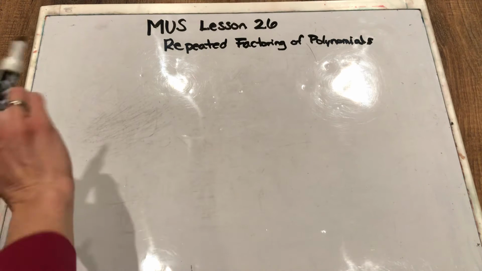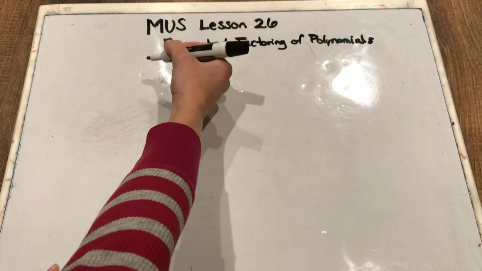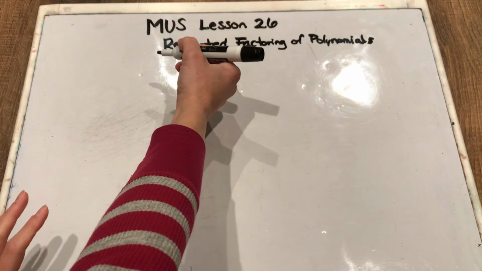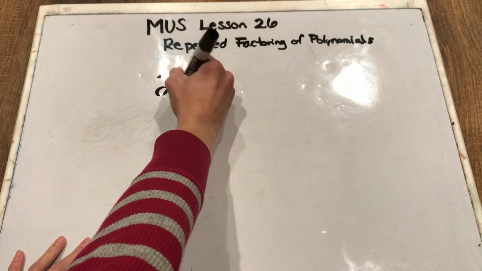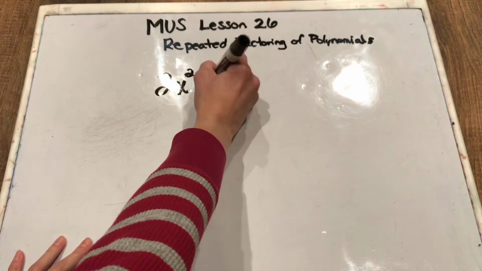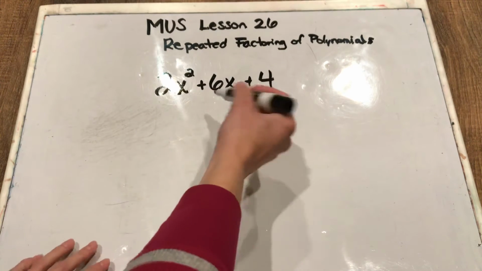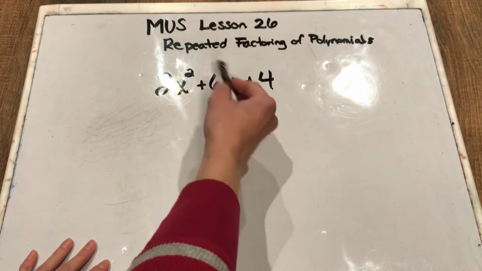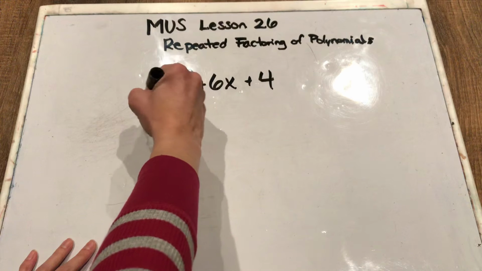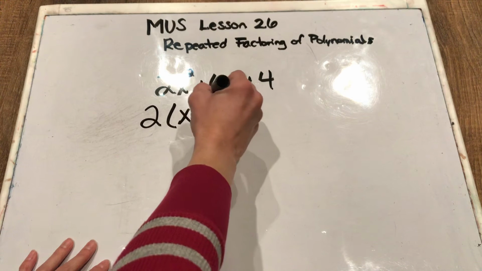So we have seen before that we can have more than two factors when we pull out a number from all parts of the polynomial before we factor it. So if we had something like 2x squared plus 6x plus 4, we see that every one of these has a factor of 2. So we can pull out that factor of 2, and that will make it easier to continue factoring this one.